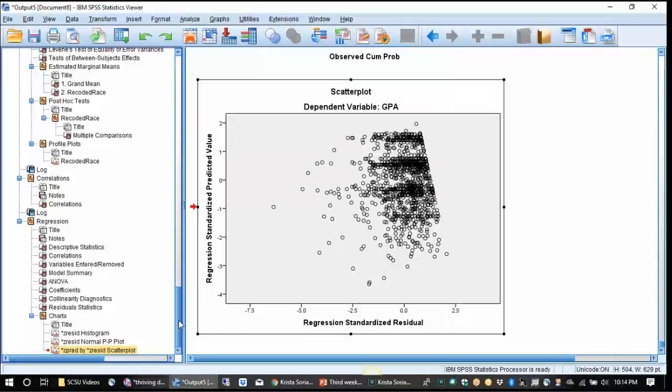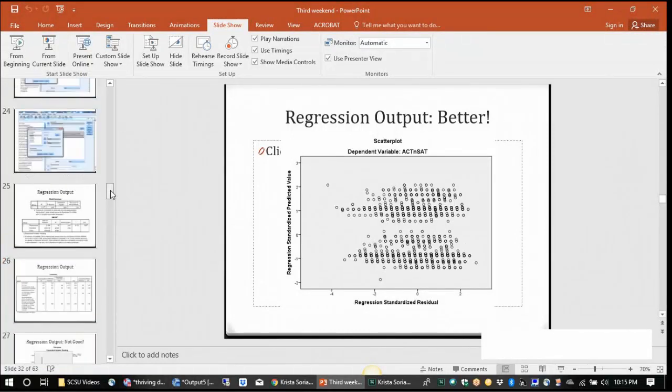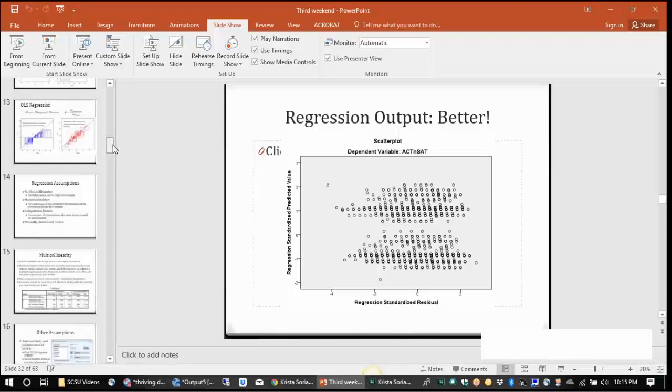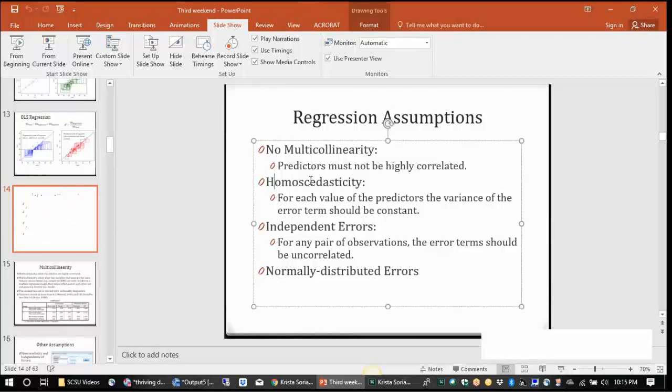So these help us to measure, going back to our assumptions, we discussed very briefly the multicollinearity, the independence of error terms, here we go, the normally distributed errors, that's our histogram, and then homoscedasticity, and that's the last scatter plot that we saw.